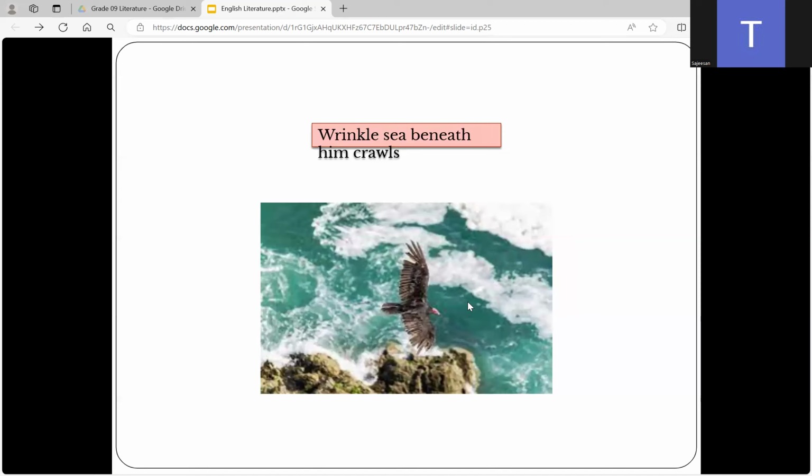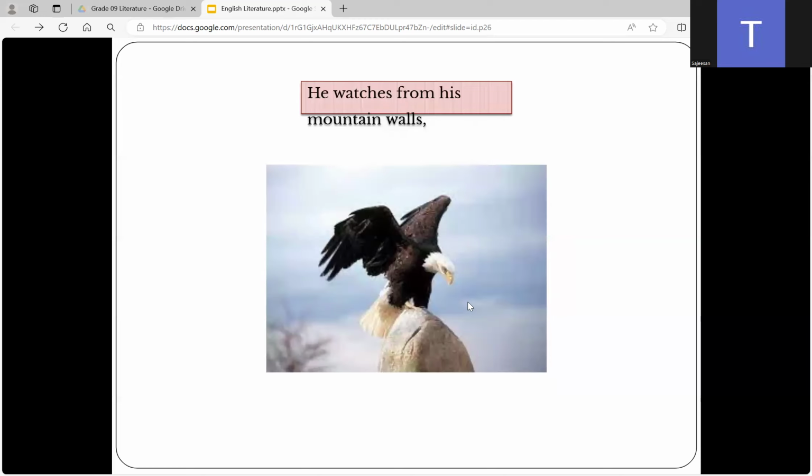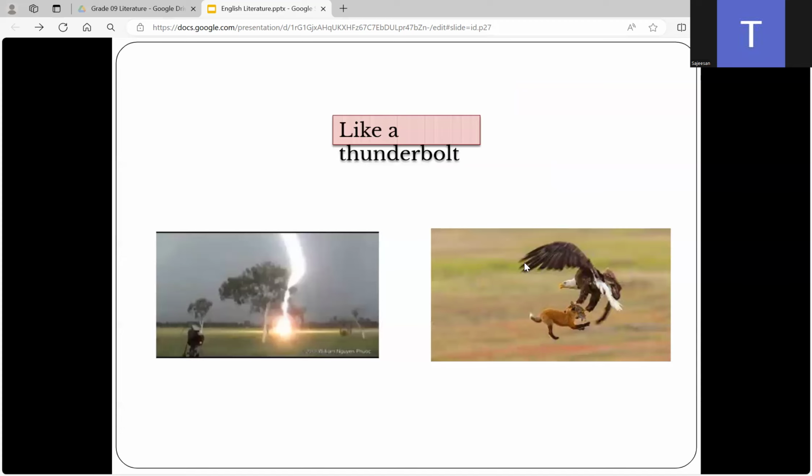So the writer intelligently uses the juxtaposition to prove the eagle's extraordinary power and its physical force to bring everything under his control. And then he watches from the mountain wall. Why is he watching? Because if something is available there, you can see. And then like a thunderbolt, how the thunderbolt falls, the destruction happens. Just like the same, when the eagle comes down here, the animal's destruction also happens.